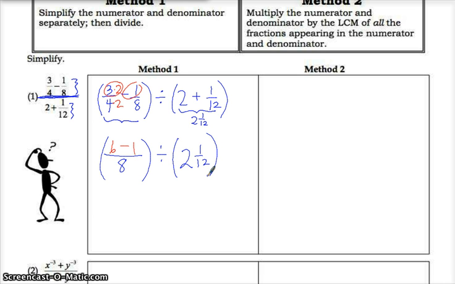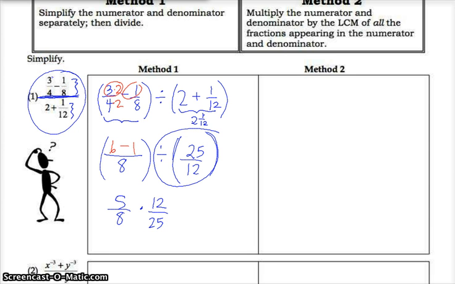But 2 and 1/12, maybe I should have written that as an improper fraction, so 12 times 2 plus 1 is 25/12. So now my next step is to simplify. 6 minus 1 is 5, so I get 5/8. And then when you divide by a fraction, you have to multiply by its reciprocal. Now, if I was still writing it in complex fraction form, this would have looked like 5/8 divided by 25/12.